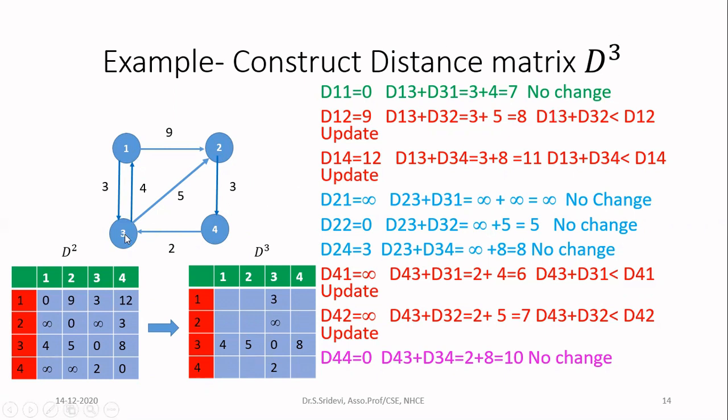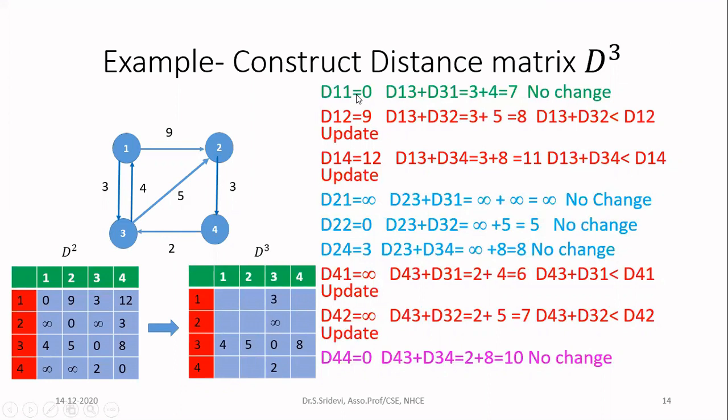So now let us check what is that. So from 1, first I'm going to the node 3. The path is having the cost as 3. Then from 3, I'm going to 2. The cost is 5. So 3 plus 5 is 8 so far. Then from 2, I'm going to 4. The cost is 3. 8 plus 3 is 11. So now I'm reaching from 1 to 4, but now through the node 3. This is now reducing my cost. So I'm updating this D14.